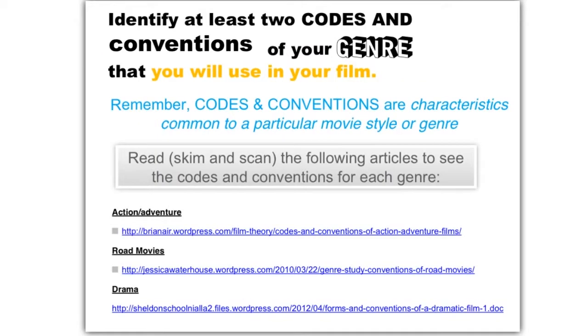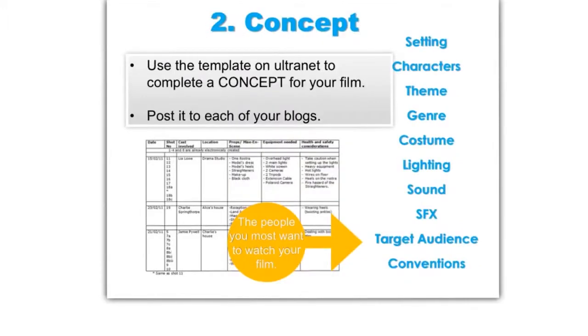On this slide you'll find some links that identify key codes and conventions or typical aspects of these genres. For your chosen genre, choose 2 codes and conventions and then tell me how you're going to use that in your film. So then you'll move on to your second checkpoint, which is creating the concept.